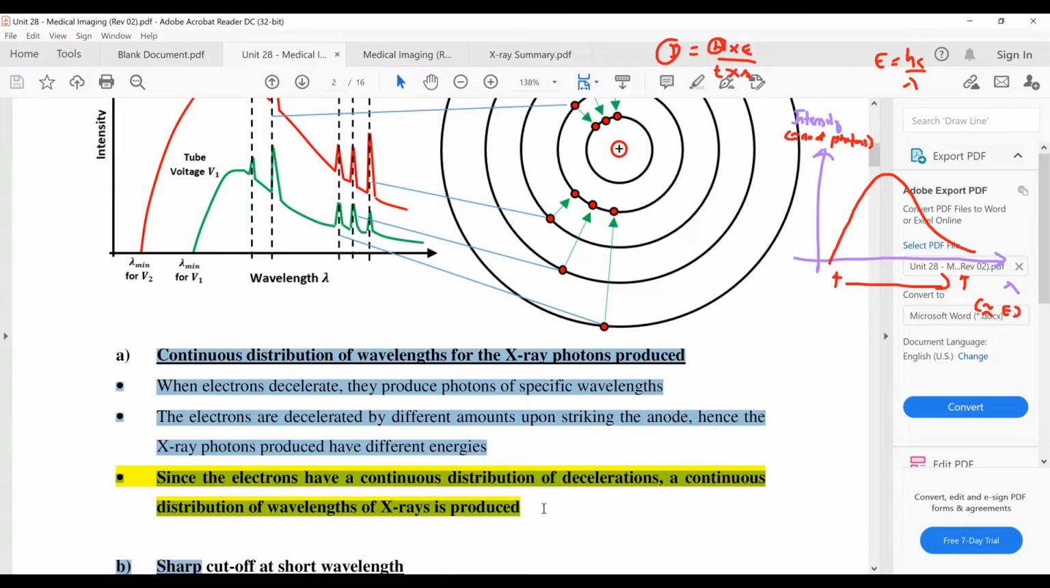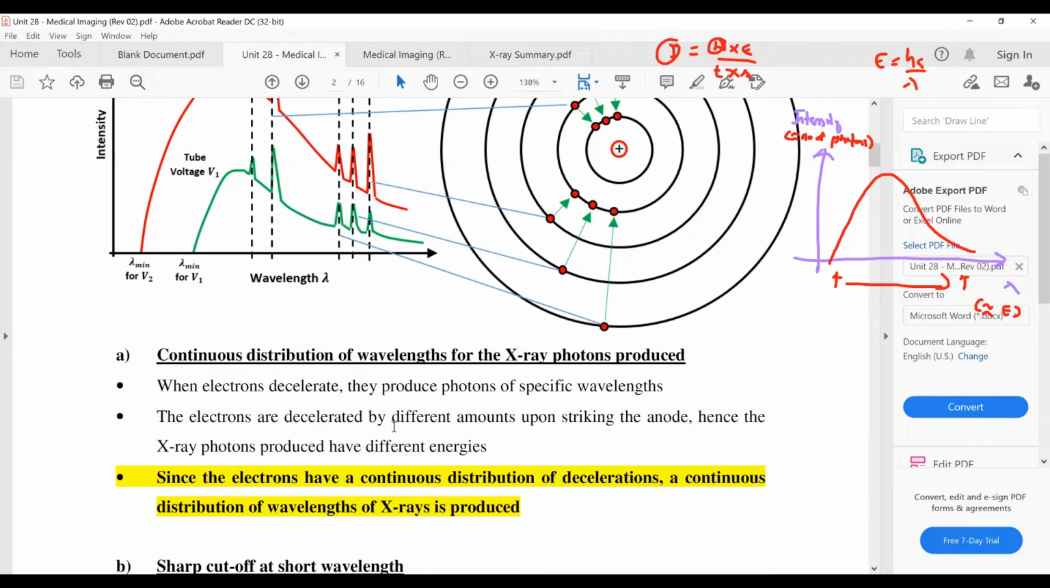Okay, so this is one common question they would like to ask you. Why do you have a continuous distribution of wavelengths? And then another thing here is this. They will also like to ask you, why is there a sharp cutoff at short wavelength? Now, before we go to that, if you look at this shape of the graph here, the most energetic photon, where do you suppose it will be? Is it on the left-hand side or the right-hand side?